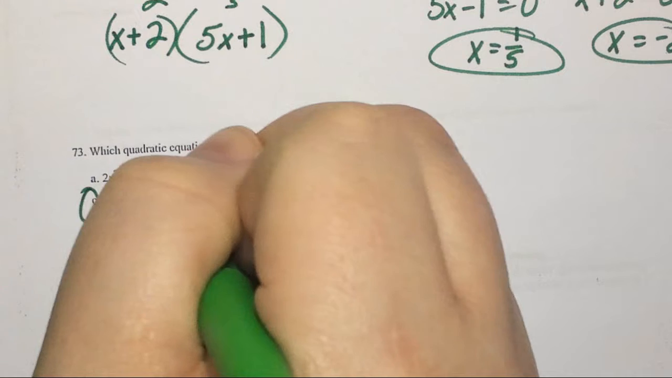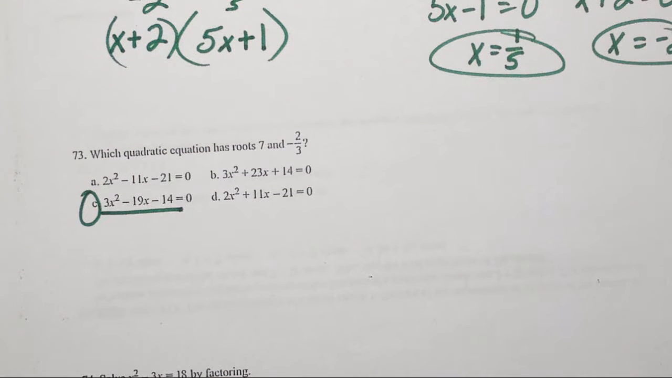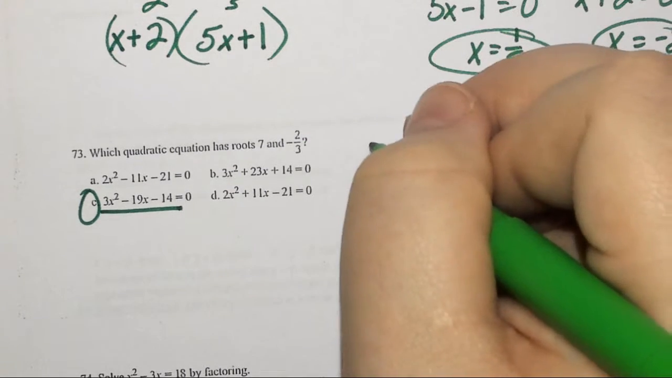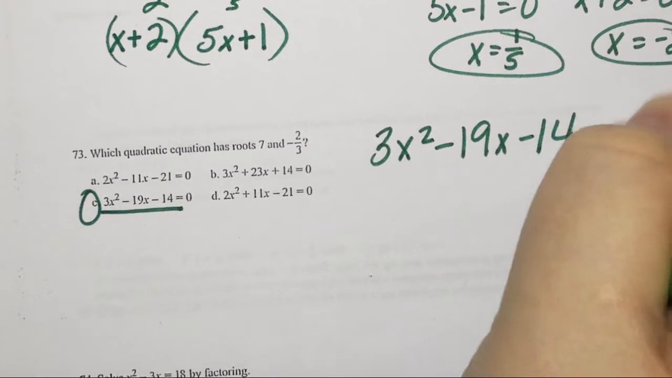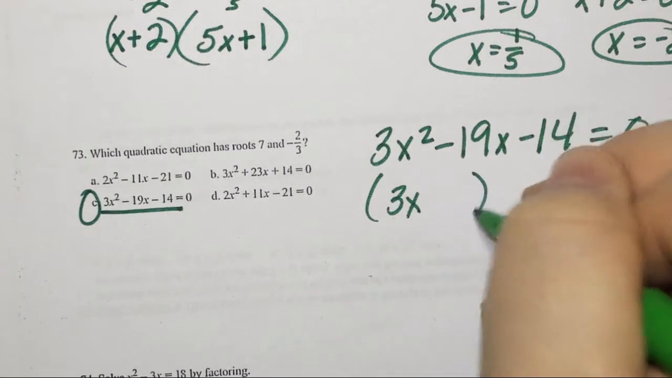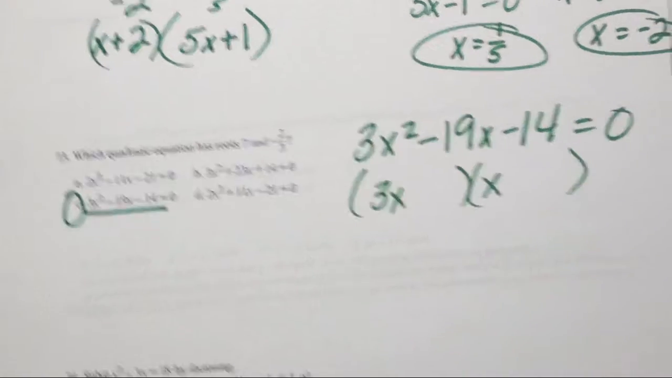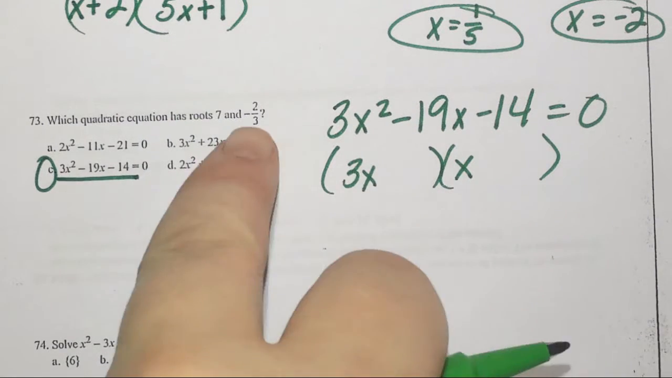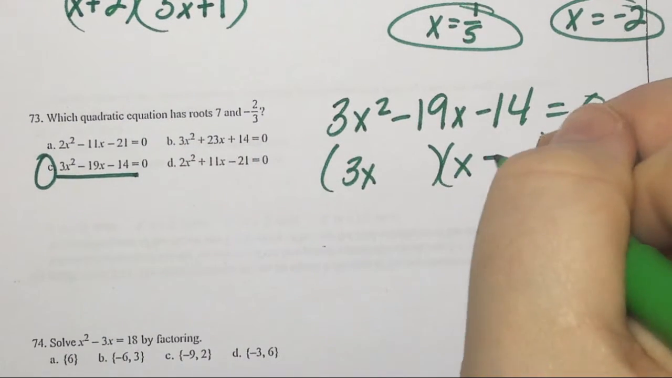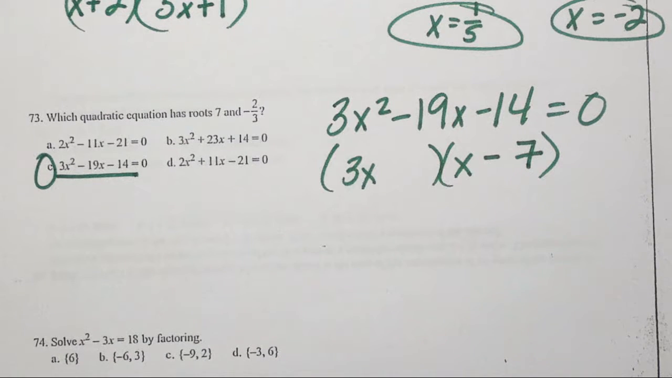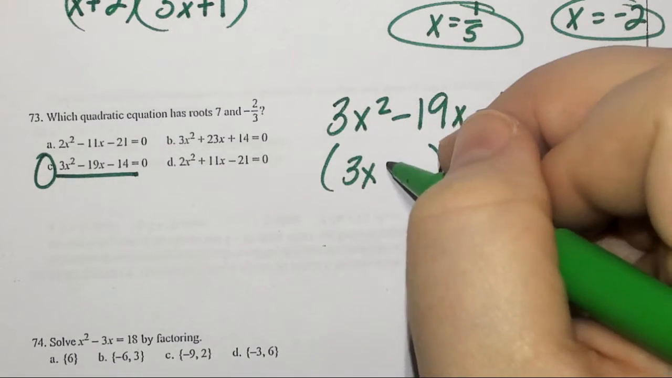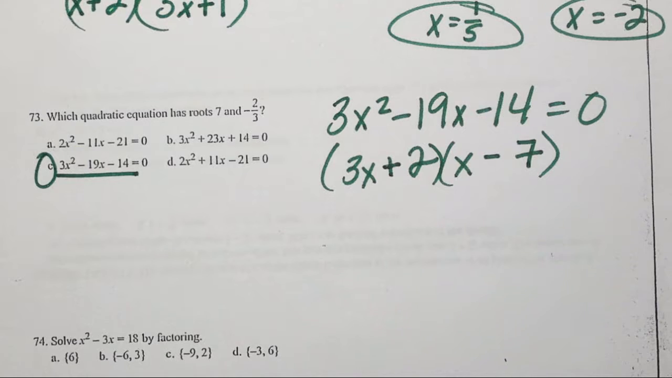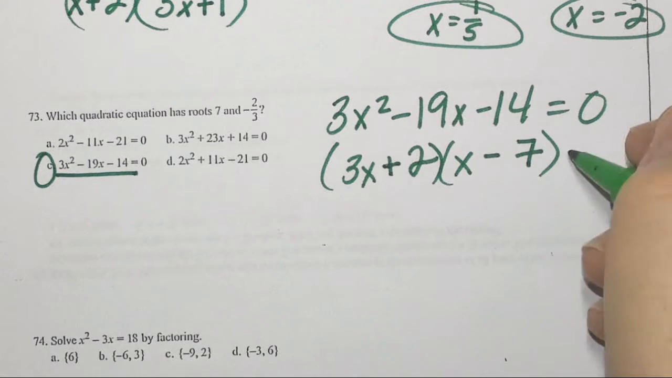Now again, you could graph it and see if it crosses at 7 and -2/3, or use the quadratic formula, because we need a square. We have so many tools. I know since one of the answers is 7, if I'm factoring 3x squared minus 19x minus 14 equal to 0, I'm going to have a 3x and an x in order to get that 3x squared. They told me one of the answers was +7, so I know one of the factors is x minus 7. They told me one of the answers was -2/3, so I know this one's +2 because when I solve it, I'm going to end up getting -2/3.